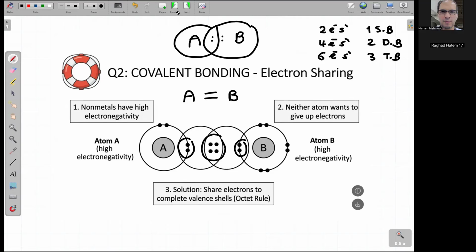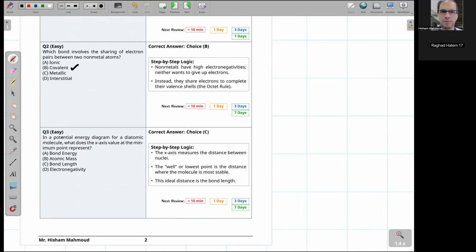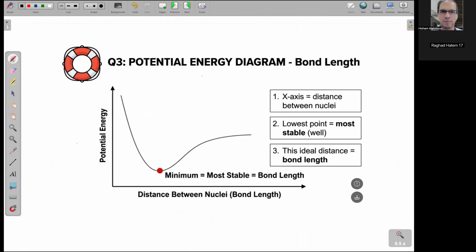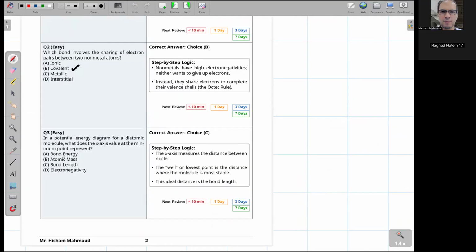So the answer here was B, covalent. The next MCQ is asking, in a potential energy diagram for a diatomic molecule, what does the x-axis value at the minimum point represent? We know the energy diagram looks like that. It has a small well at the bottom, a deep dip, as in the drawing. Is it representing the bond energy?